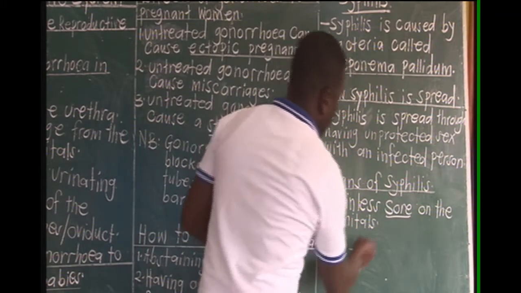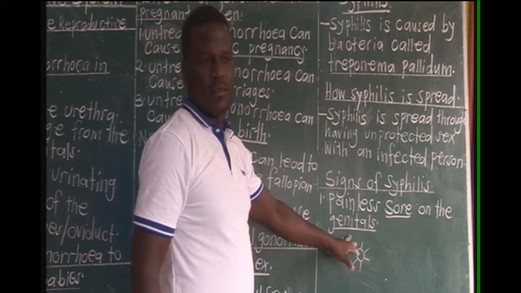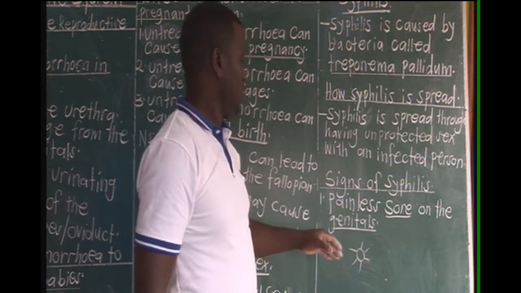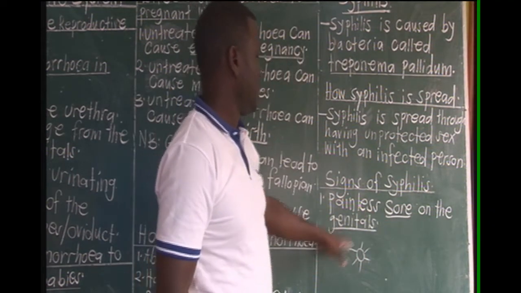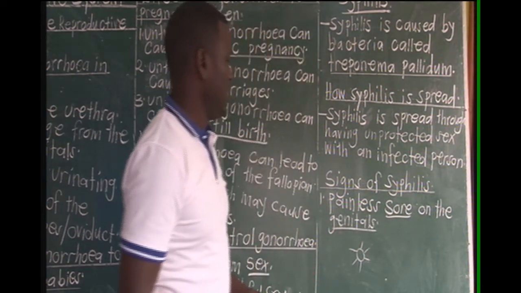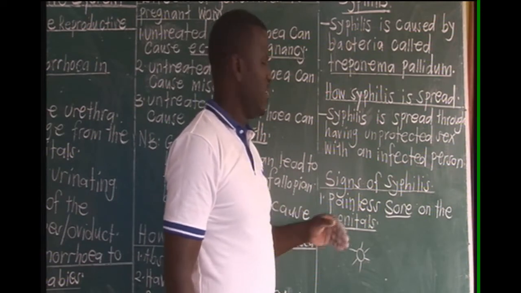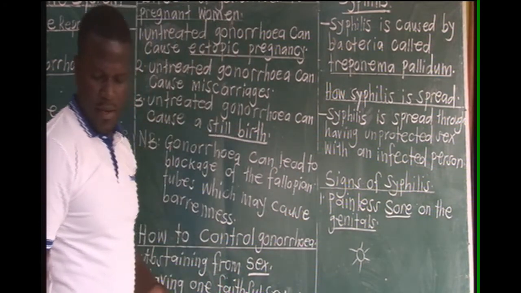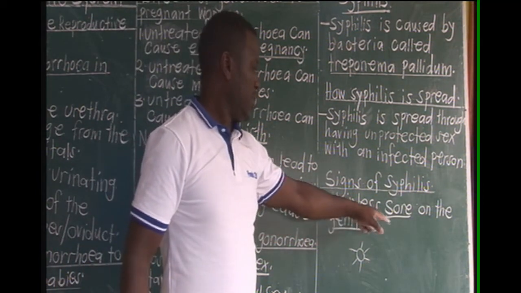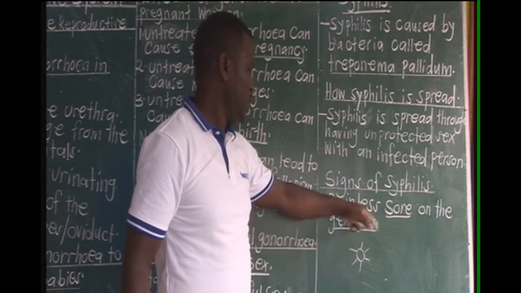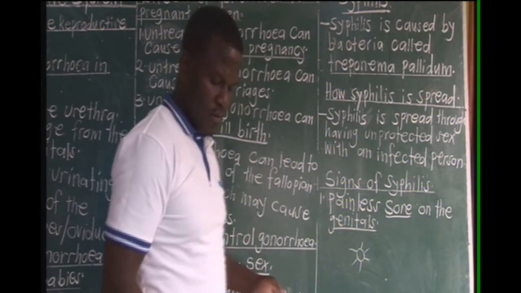And the word genitals means the reproductive organs. That's why in men, you will say painless sore on the penis. Then in women, you can say painless sore in the vagina. Because examiners can be very specific sometimes, they can ask you to identify one sign of syphilis in women. So you say painless sore in the vagina because they are women. Then in men, you use the word penis. But the word genitals summarizes all.